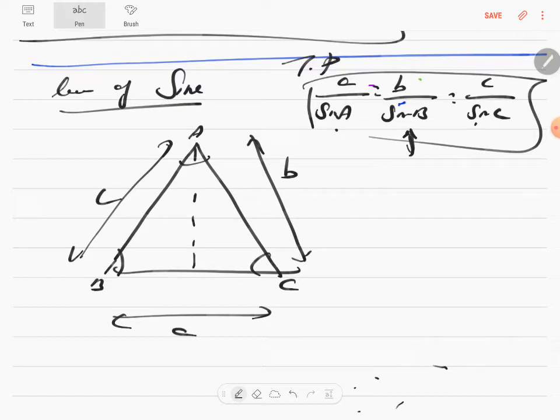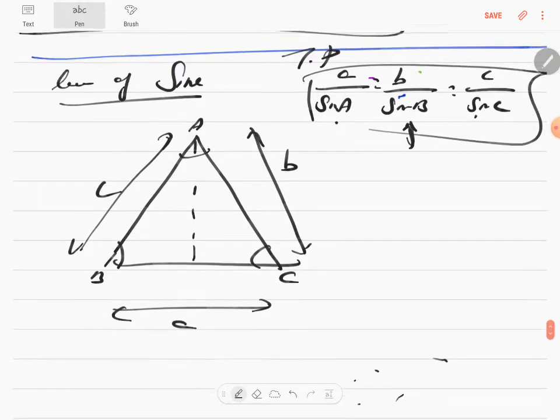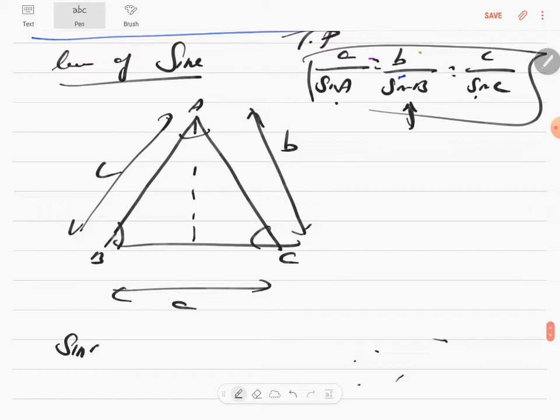Okay. Sine B will be opposite by hypotenuse. So sine B itself is opposite by hypotenuse, which is C. So opposite itself is C sine B. So go to this diagram and write C sine B. Done? Yes. Sine B is opposite by hypotenuse, so opposite is C sine B.